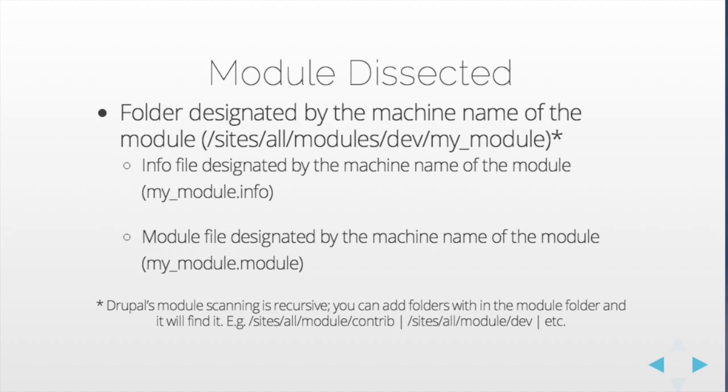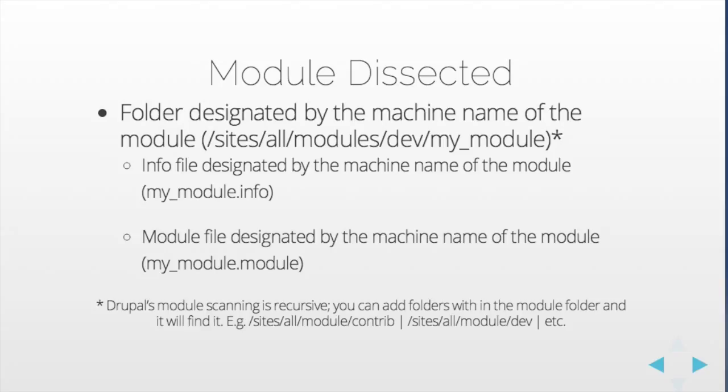So modules dissected. What actually makes up a module? In its simplest, it can be broken down into a folder designated by the machine name of the module. So in this case, for example, we have sites, all, modules, dev, my module. Quick note, you'll notice that there's a /dev there. Drupal's module scanning is recursive. When I say that, it means that you can put your own custom folders within Drupal's modules folder, and it'll still find it. So what I typically do is I'll have /dev for anything that I'm developing, /features. Again, it just helps you maintain it easier, and it's easier to find things.